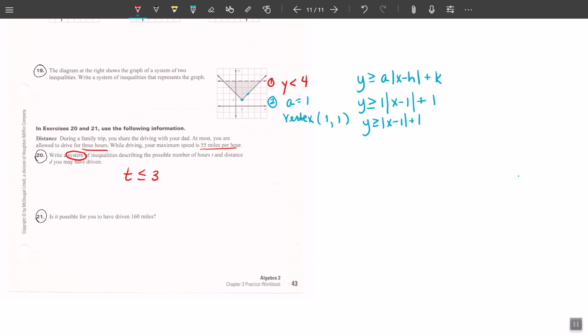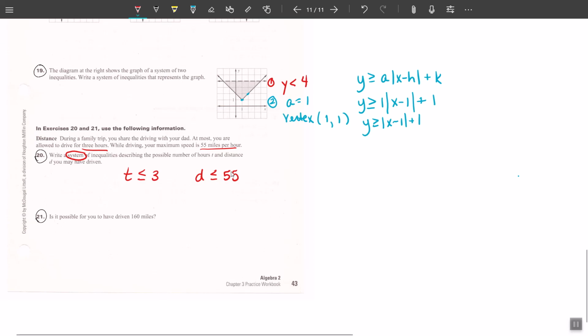We'll do the same thing for d. All right, so the distance d, you are limited by 55 miles per hour. We're going to deal with that per hour in a second here. Your distance is going to be less than or equal to this value over here. So if we left it like this, it would just be your rate, your miles per hour.